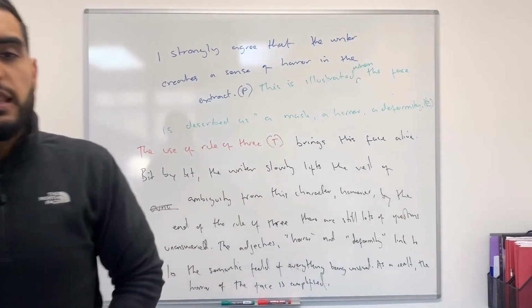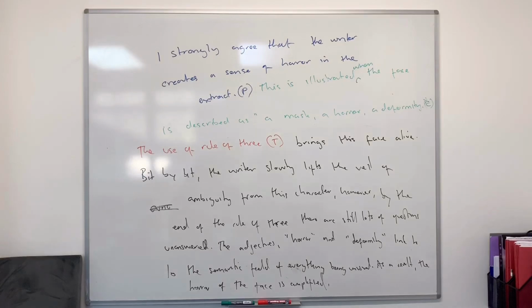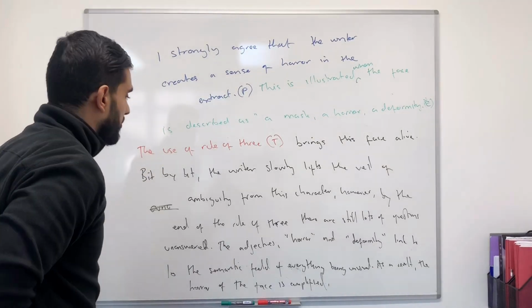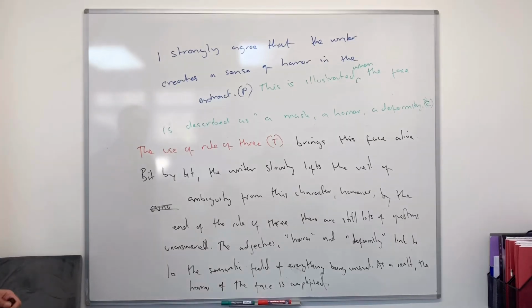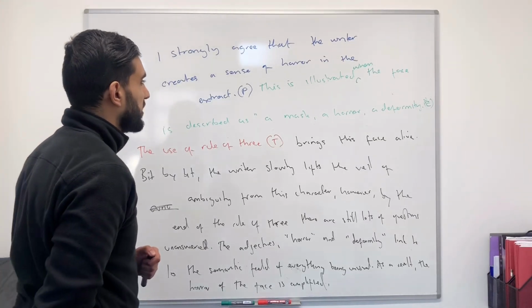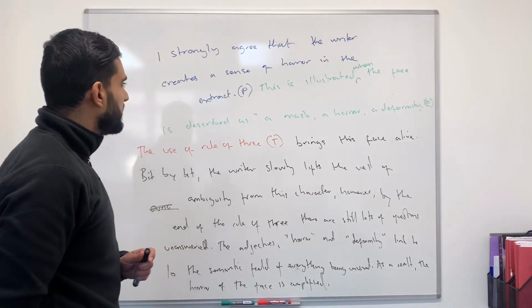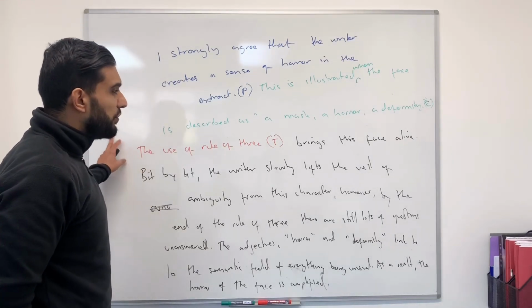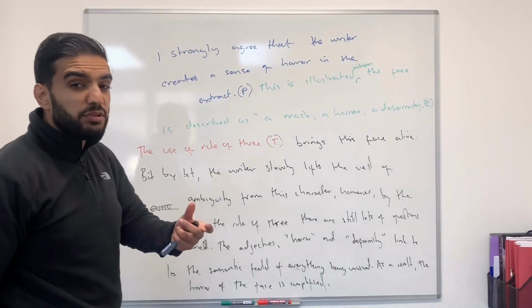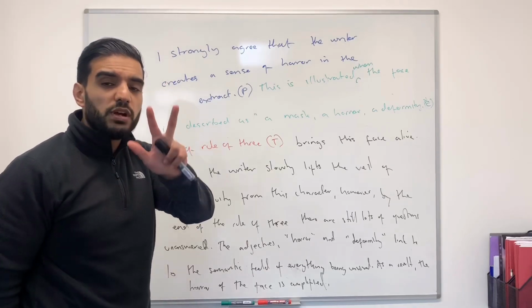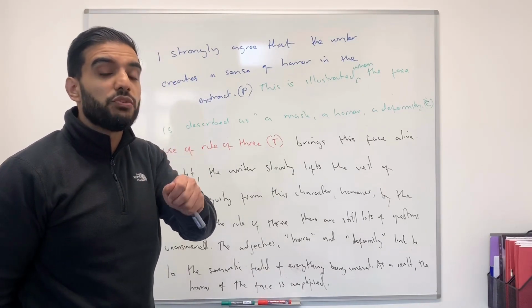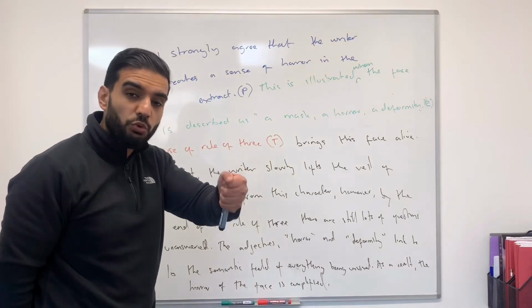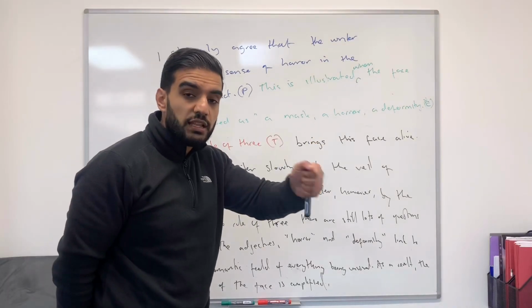Okay, let's read it and let's see if it makes sense. I apologize for my writing, hence why I was reading it as I went along. All right, guys, I strongly agree that the writer creates a sense of horror in the extract. This is illustrated when the face is described as a mask, a horror, a deformity. The use of rule of three brings this face alive. Why does it bring the face alive? Because we have three words in a row, three adjectives. We don't say the face is ugly. It's not that. The writer adds one more detail, and then one more detail, making it three.